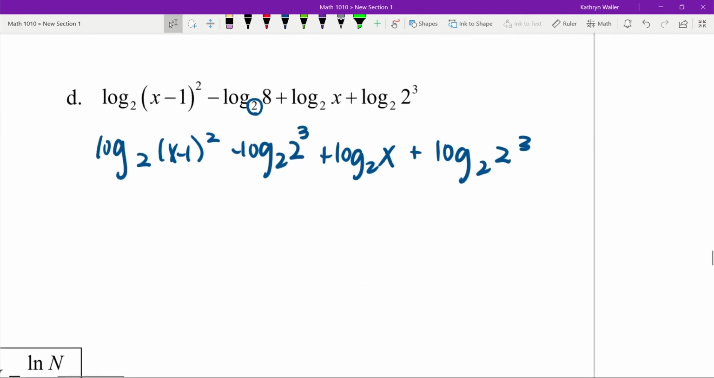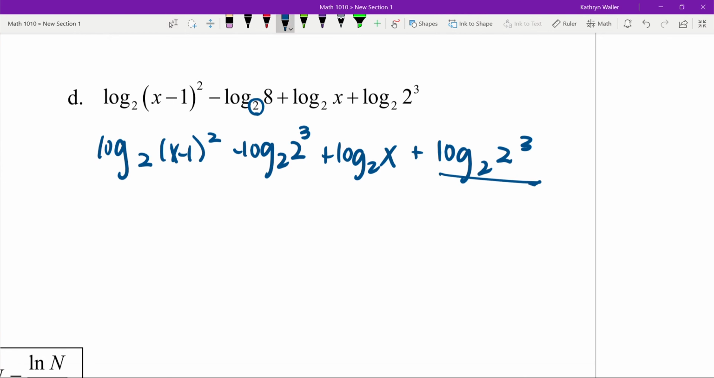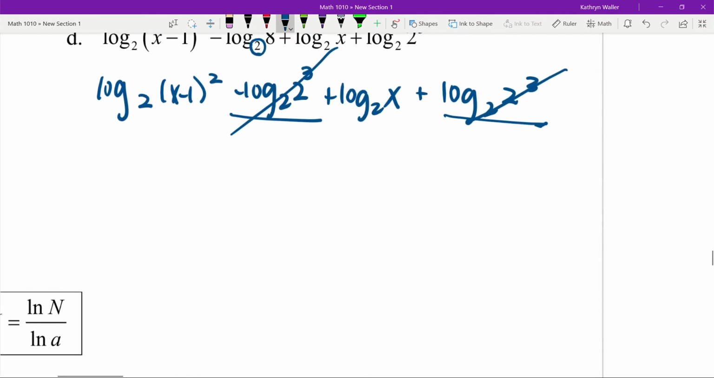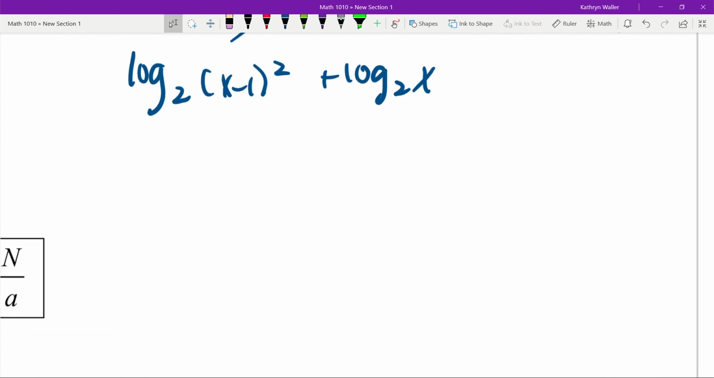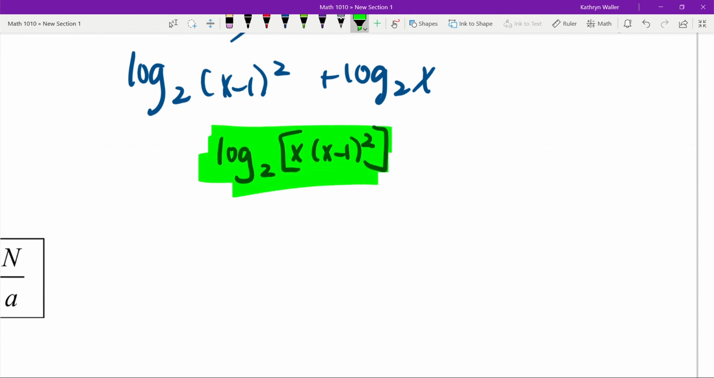Now look what we've got. We've got log base 2 of 2 to the 3rd and negative log base 2 of 2 to the 3rd. Those are exactly the same, but one's positive, one negative. That becomes a 0. So now I have log base 2 of (x minus 1) squared plus log base 2 of x. I'm not done condensing because I've written log more than once. Those are added, so when I squish them, they're going to be multiplied. It's typical to put the x in the front and then the (x minus 1) squared behind it. I'm going to add brackets, then I'm going to highlight it, and that's my answer.